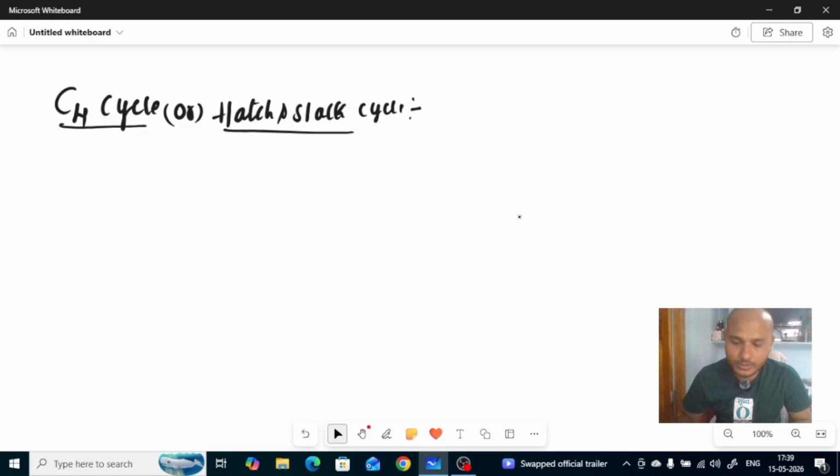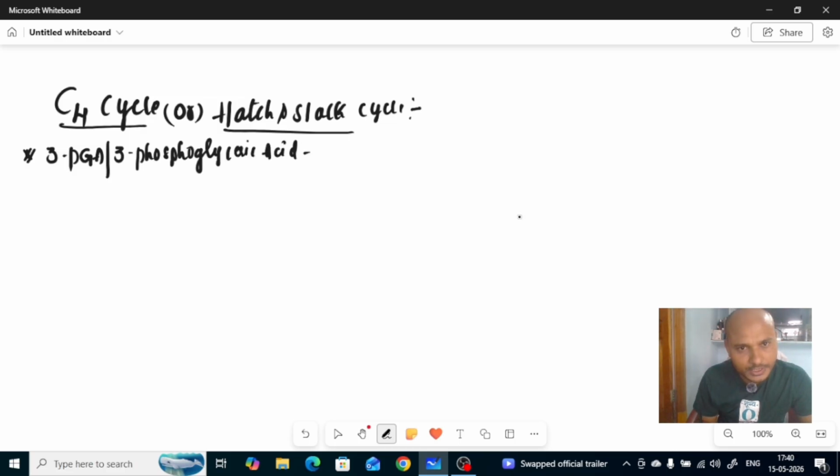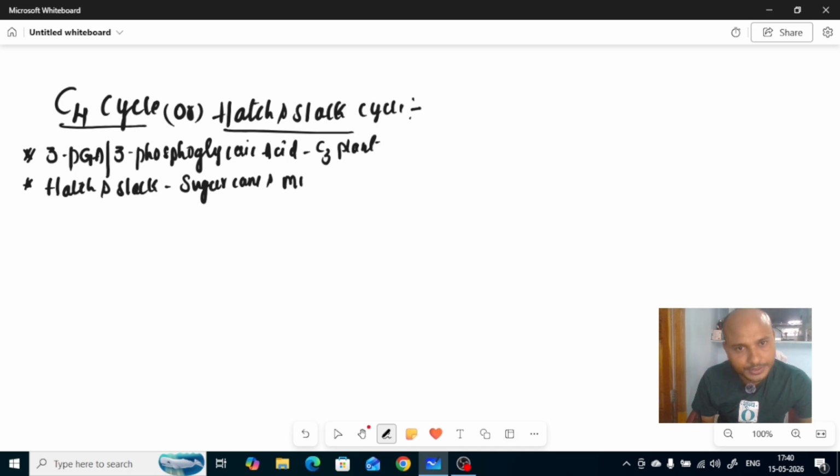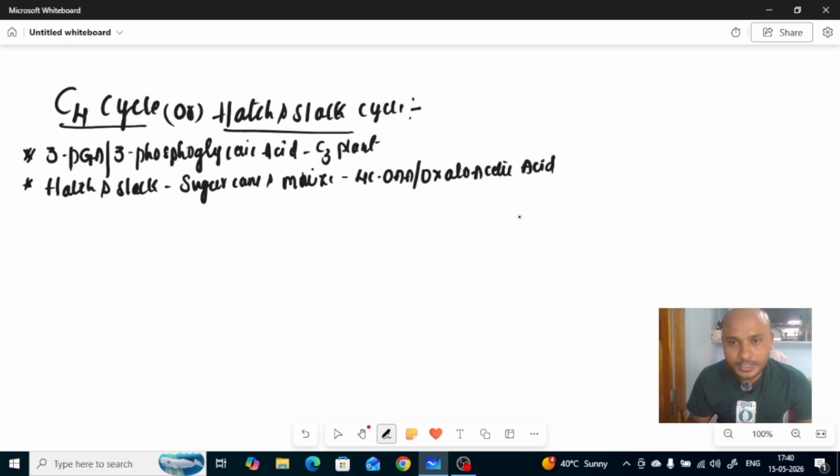So earlier we knew that the first photosynthetic stable product was 3-phosphoglyceric acid. Actually it is a product of C3 plants. But later it was observed by two scientists, Hatch and Slack, in sugarcane and in maize, that the first stable photosynthetic product was a 4 carbon compound, that is OAA, oxaloacetic acid. So they found an alternative pathway, that is the C4 cycle.